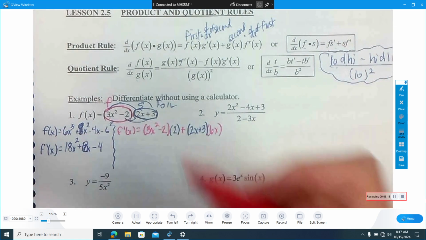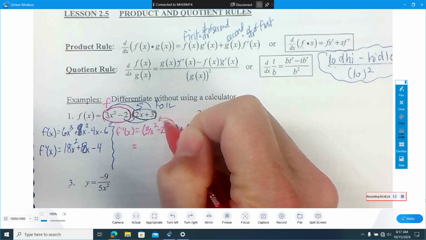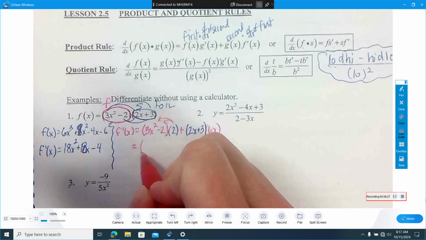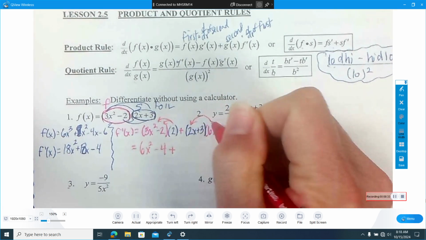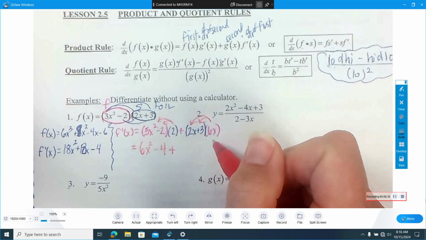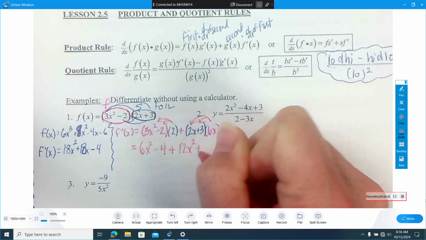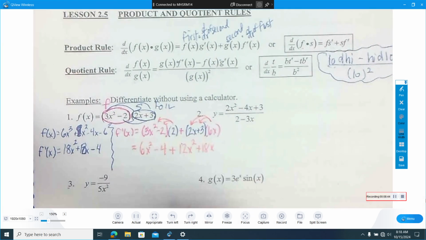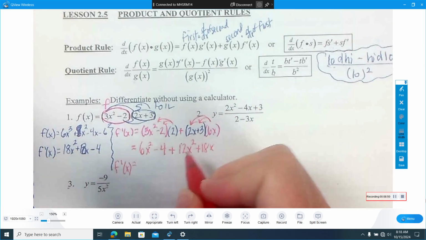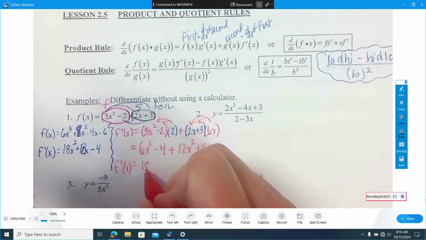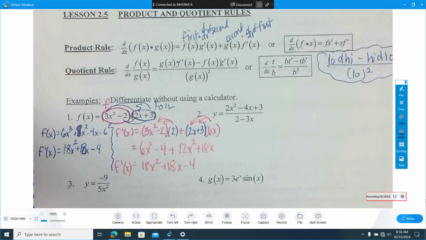Well, again, we're going to clean it up. And if we clean it up, I'm going to distribute my 2, multiply that in. So that's going to be 6x squared minus 4 plus, here I'm going to distribute in my 6x. So 2x times 6x is 12x squared, and 3 times 6x is 18x. And one last step then, f prime in terms of x. 6x squared plus 12x squared is 18x squared plus 18x, and then the minus 4. And so we get the same answer.